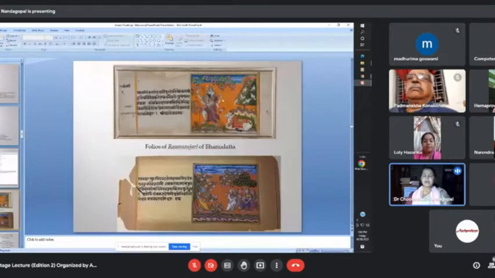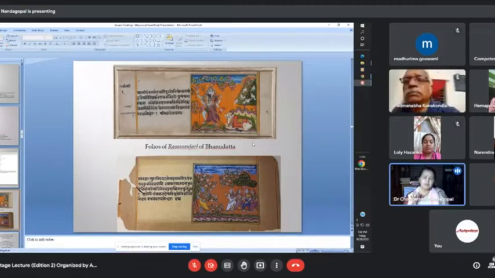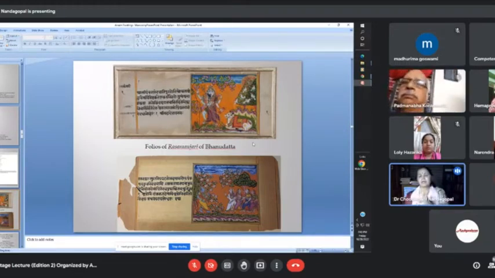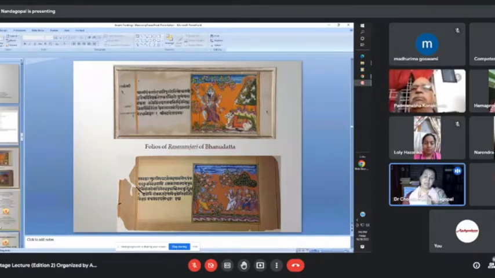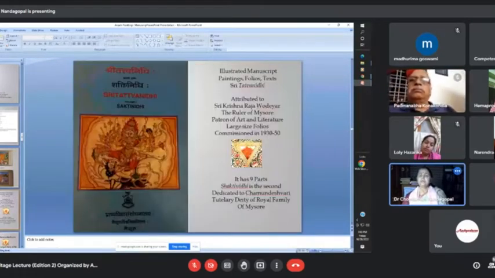Another is Rasamanjari of Bhanudatta. In different regions, this particular text has been illustrated, and this comes from Maharashtra. That is why you see that the women are dressed as Maharashtrian. So these are all helpful; in so many ways we can study the miniature paintings. So now we come, maybe 2-3 slides.